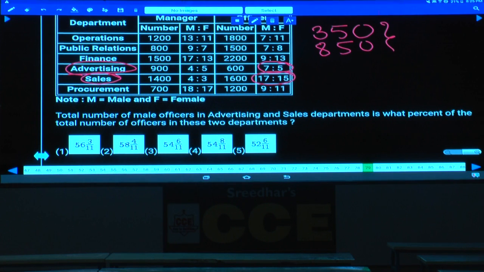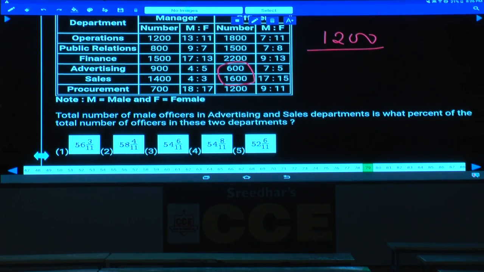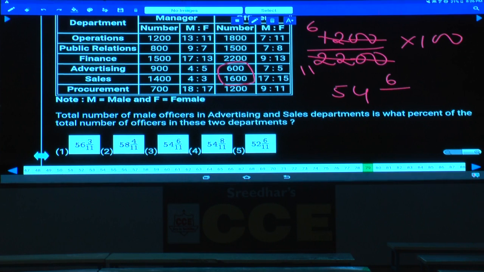So total male, how many are there? 1200. Now 1200 is what percent of total number of officers from these two departments? Total number of officers are 2200. Into 100, 2 zeros cancel. 2 6 times. 2 11 times. 1 by 11 in the sense 9 1 by 11. 6 by 11 in the sense 6 into 9 1 by 11. That is 54 6 by 11.